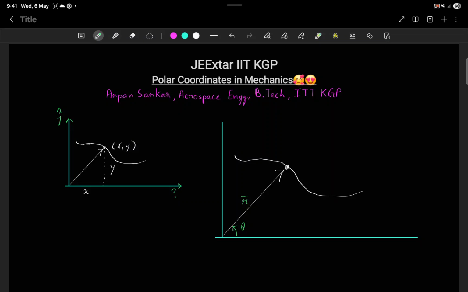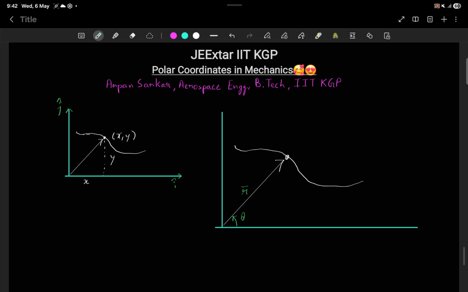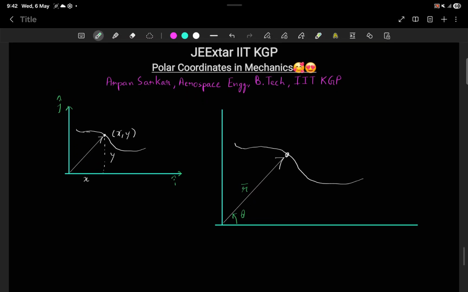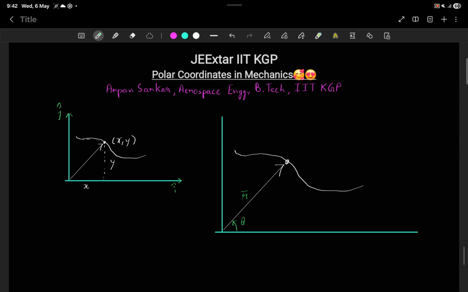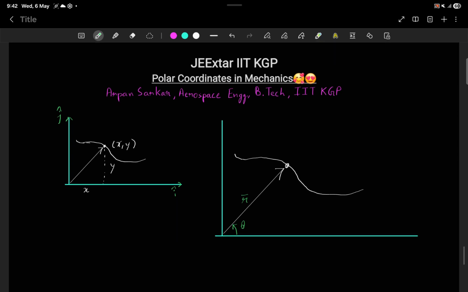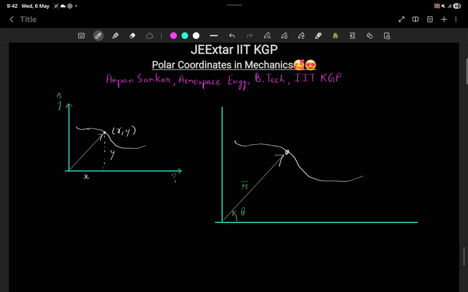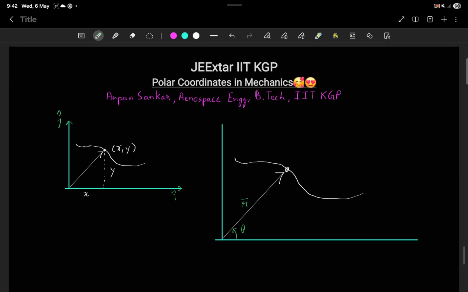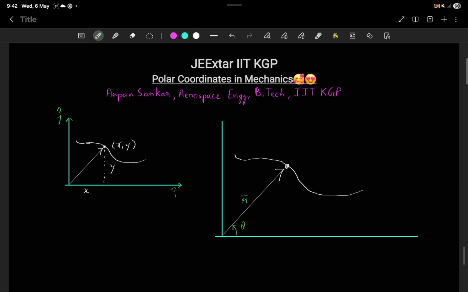This is a very important topic whenever you are solving physics problems, especially in mechanics, in JEE Advanced. In JEE Mains, I don't think we will need that much, but in Advanced you will have a very vast application of these polar coordinates, especially in rotation and circular motion. It will also make your problems easier, but you have to understand this very well.